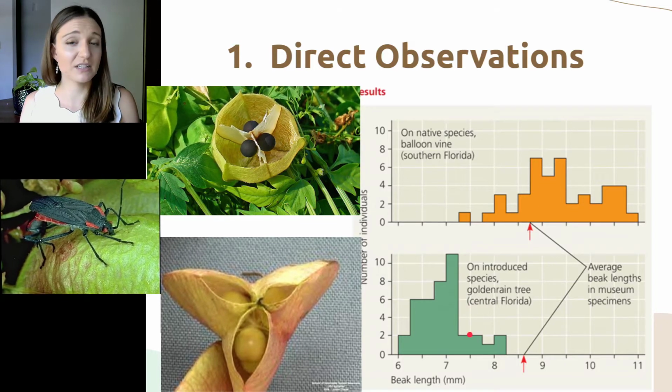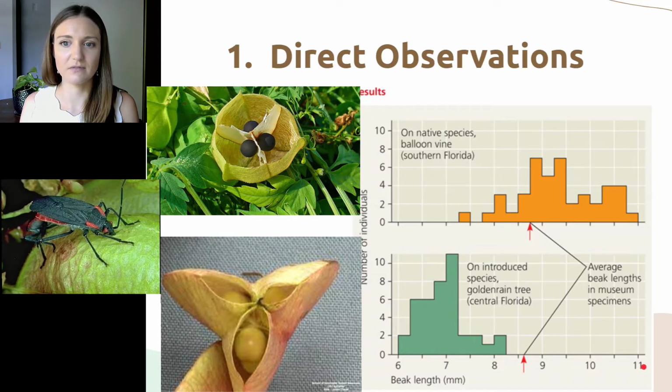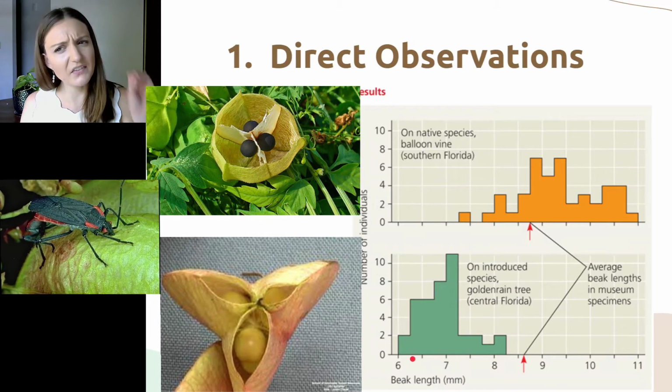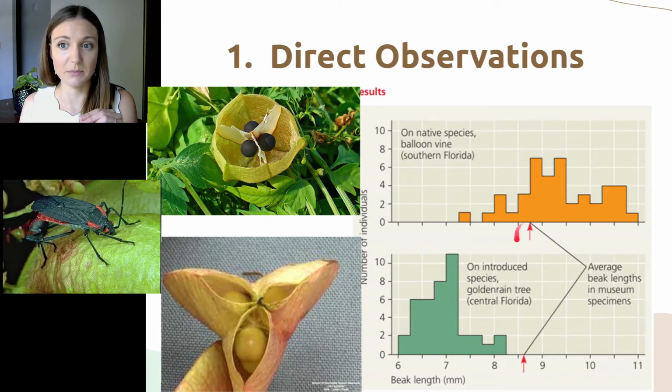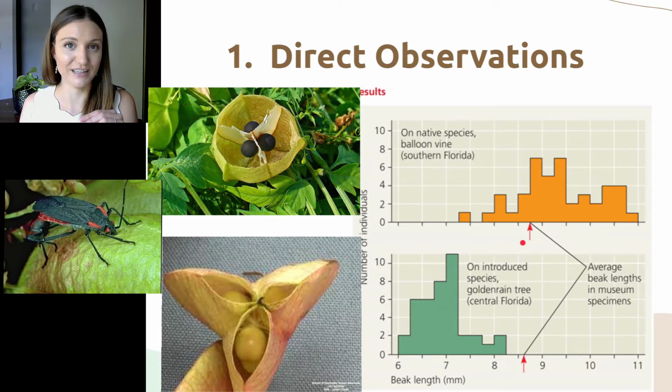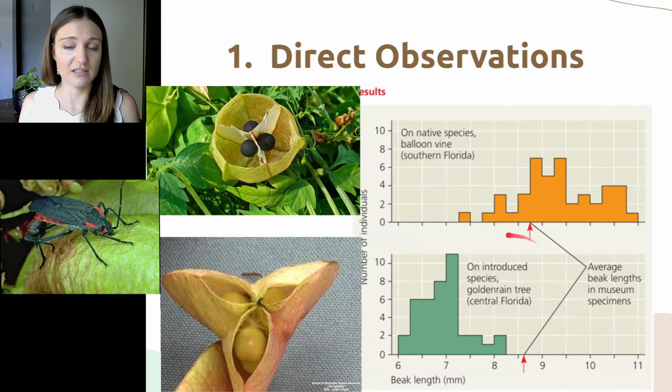And then they looked at the population that was eating on the golden rain tree, and they measured the average beak length of those individuals. Okay, and their average is probably right around here, I would guess. Again, this is millimeters of the beak length. And then they compared that to the historical average based on the average beak length of the museum specimens that were collected.